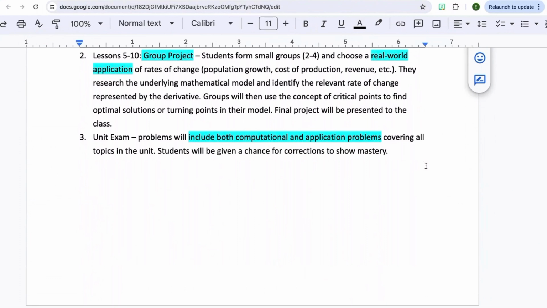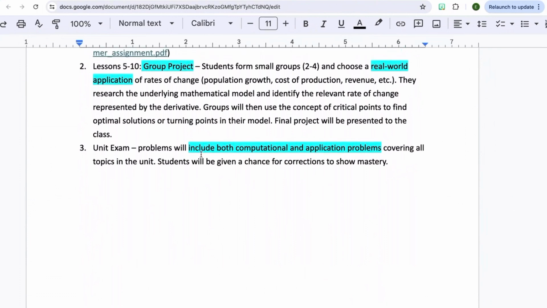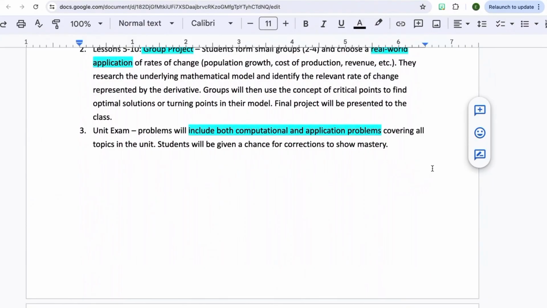And then, of course, at the end, a unit exam where we both include computational and application problems, and we'll give students a chance for corrections to show some mastery if they didn't get it the first time.